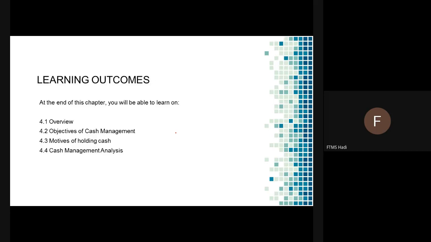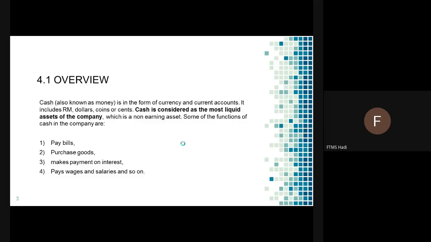Here are the learning outcomes that you will be able to learn: an overview of cash management. Then, what are the objectives of cash management? Why is cash management so important for the company? The third one, motives of holding cash, because some companies have different approaches of why they need to hold some cash. And the last one is a calculation, cash management analysis, whereby we need to calculate.